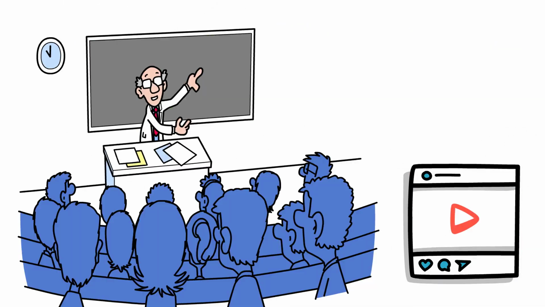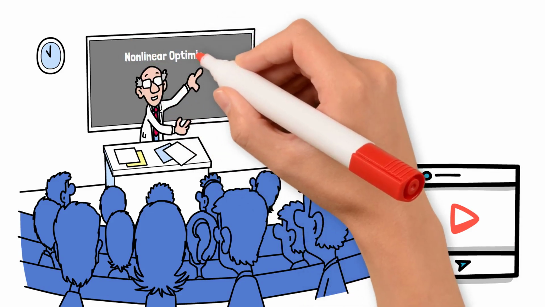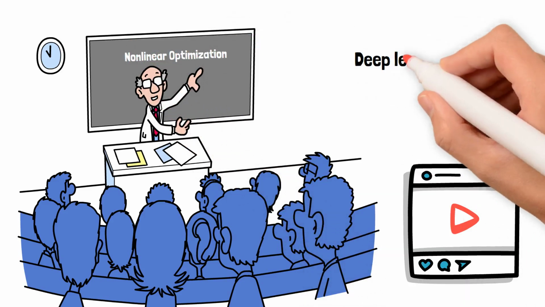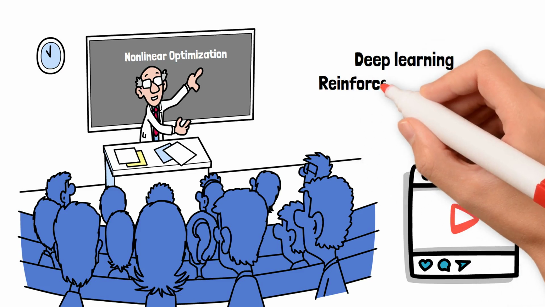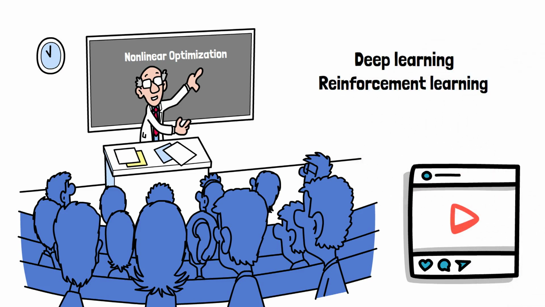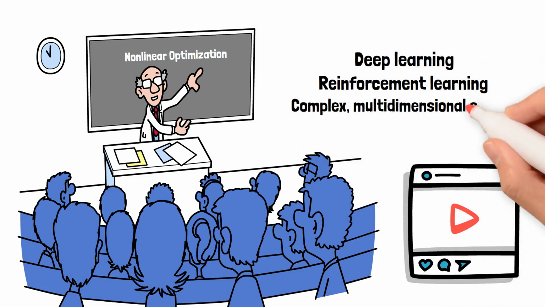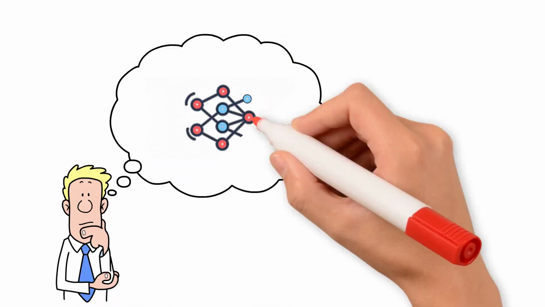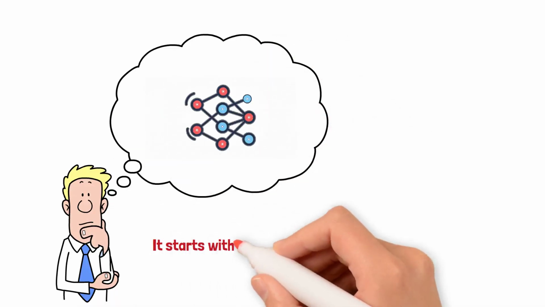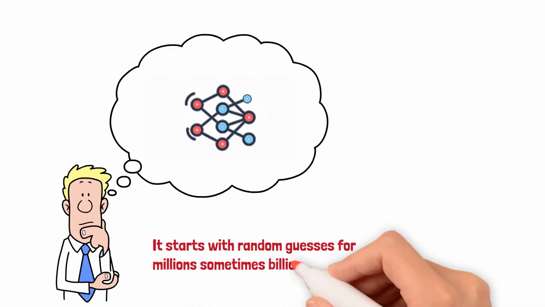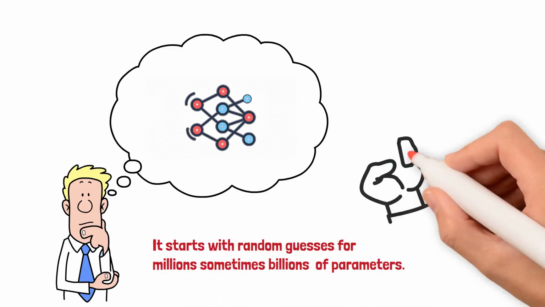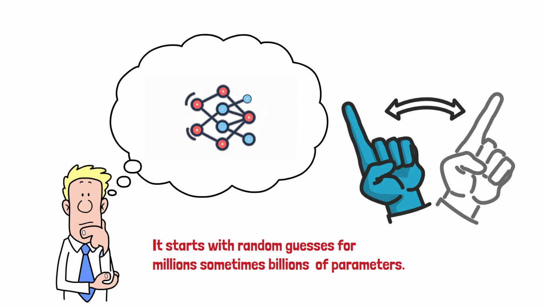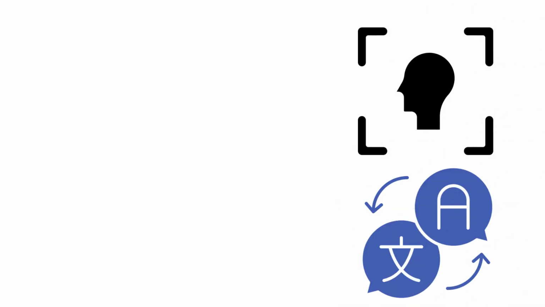Today, our topic is nonlinear optimization, the mathematics that drives deep learning, reinforcement learning, and the search for solutions in complex, multidimensional spaces. Think about training a deep neural network. It starts with random guesses for millions, sometimes billions, of parameters. The network doesn't know anything at first, but through trial, error, and adjustment, it slowly learns to recognize images, translate languages, or even master video games.